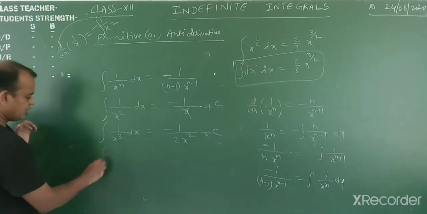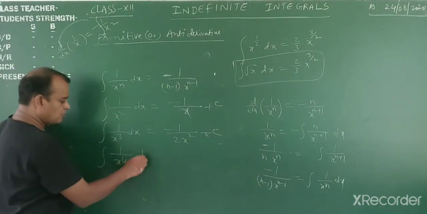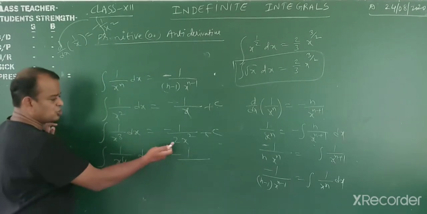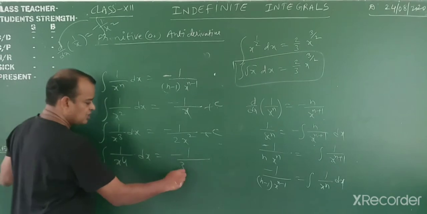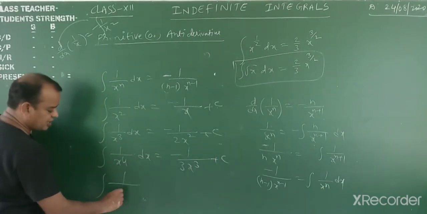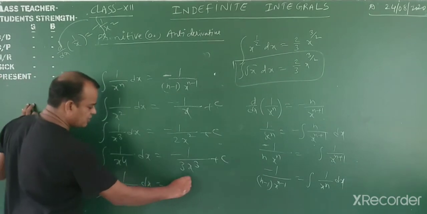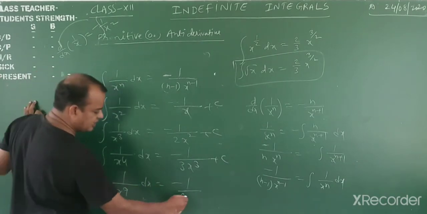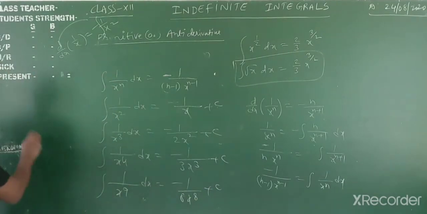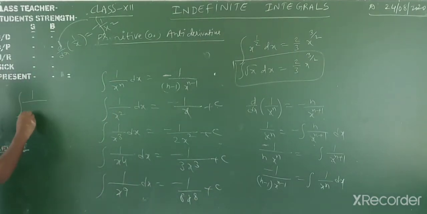That's why the integral of 1 by x^4, what happened, my dear students? Minus 1 by, here 3 means 2x square, here 4 means 3x cube plus c. Here 1 by x^10, or suppose 9: minus 1 by 9 means decrease, 8x^8 plus c. What about x^(1/2)? The integral of 1 by x^(1/2), meaning root x, dx.